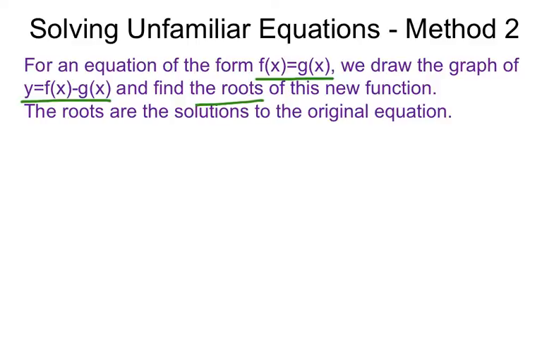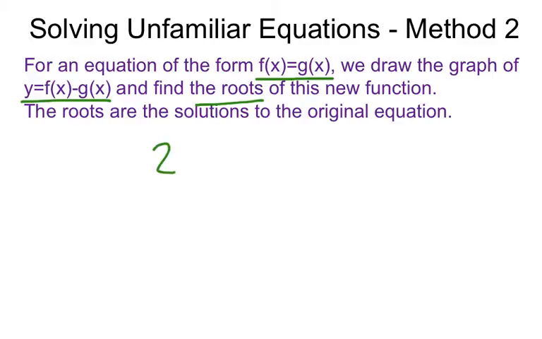In this method, we will only be drawing one graph each time, one function each time, and we'll be looking for the roots, whereas in method 1 we had to draw two functions and look for the points of intersection. In this case we have fewer functions to draw, but we have some algebraic manipulation we have to do first, in that we have to subtract one function. However, that algebraic manipulation is not particularly tricky.